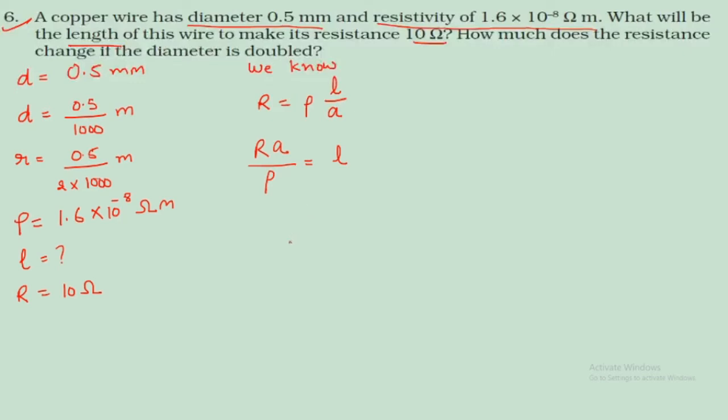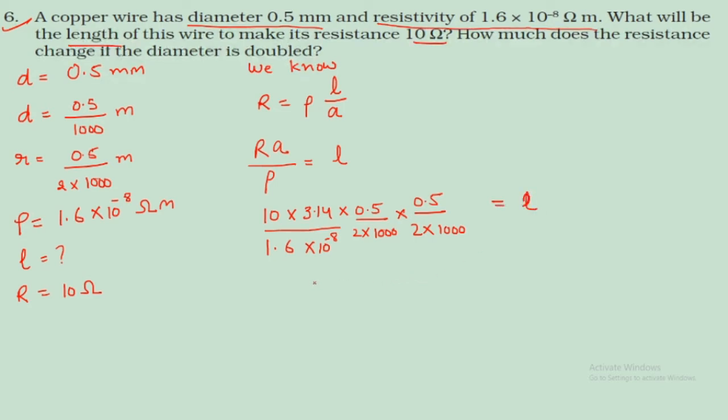Let us put the values. R is 10. A is pi r square. So pi is 3.14 into r. r is 0.5 upon 2 into 1000. r square means we will multiply 2 times, upon rho. Rho is 1.6 into 10 raised to the power minus 8. It becomes equals to L.